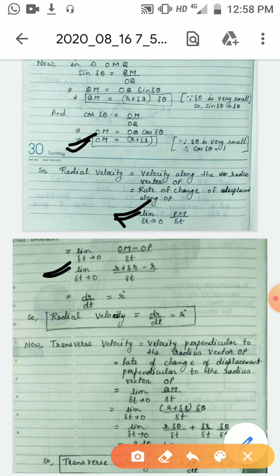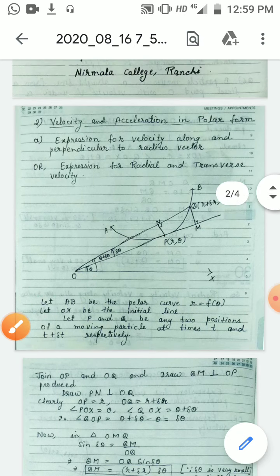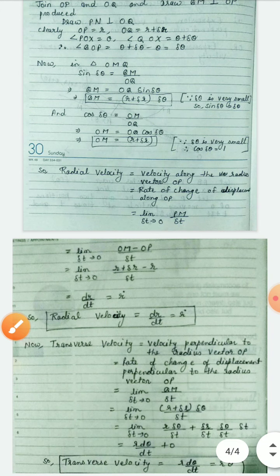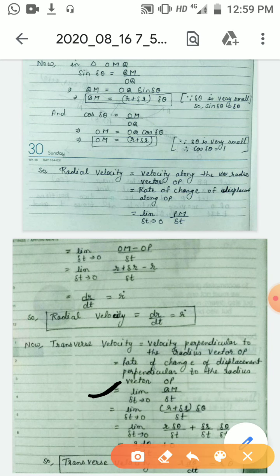And transverse velocity is the velocity perpendicular to the radius vector OP. That means the rate of change of displacement perpendicular to the radius vector OP. So what is the change in displacement perpendicular to OP? That can be written as QM. So we can write limit delta t tends to 0 of QM by delta t. Putting the value of QM, we get limit delta t tends to 0 of (r plus delta r) into delta theta divided by delta t.